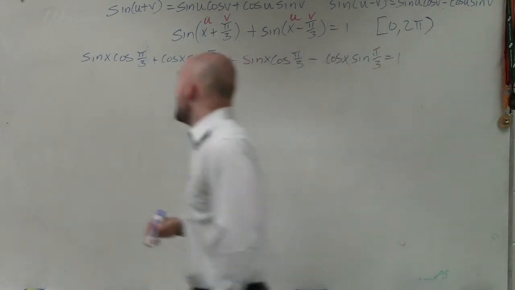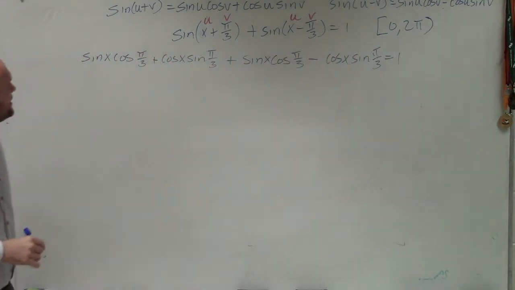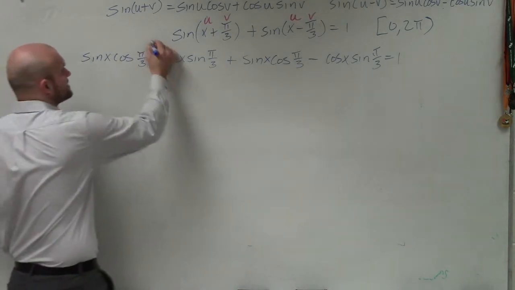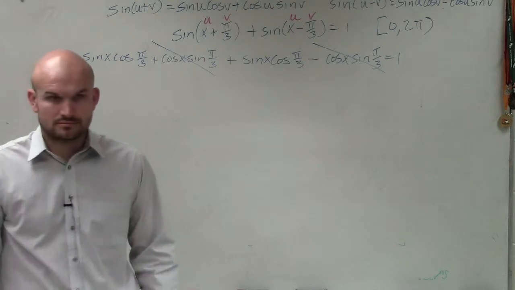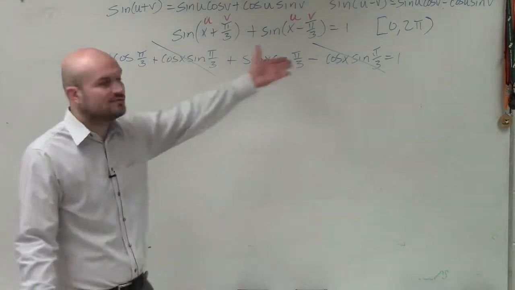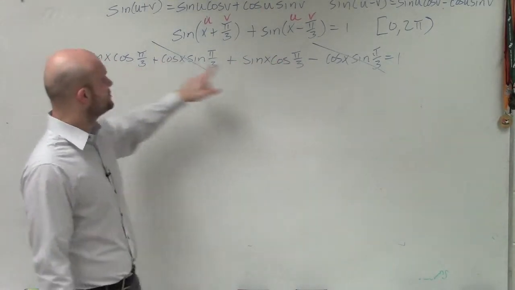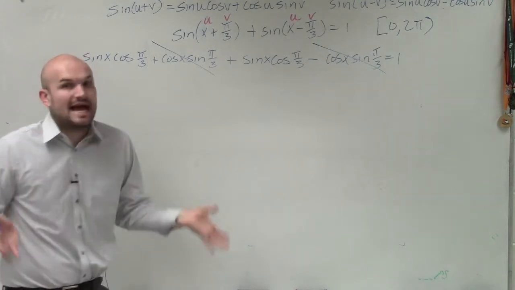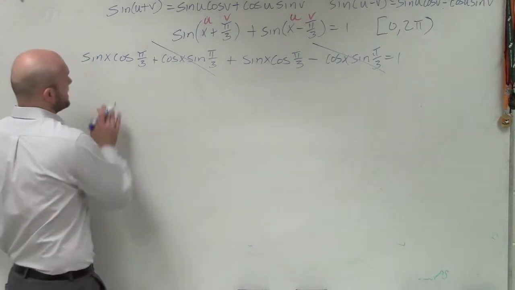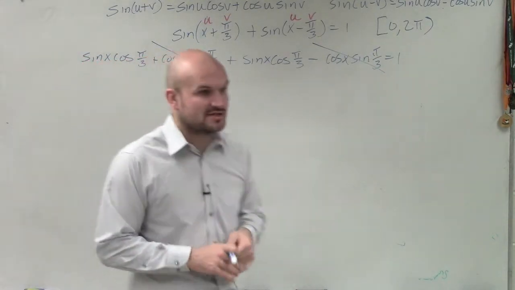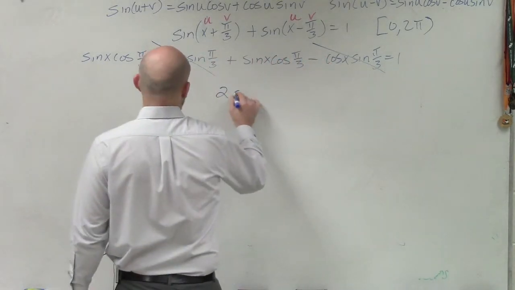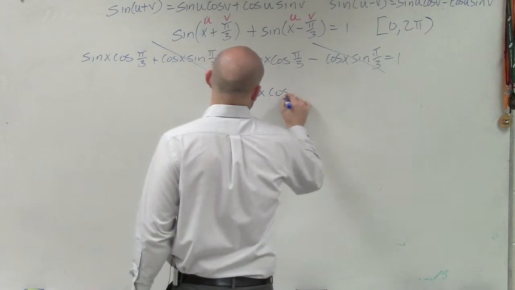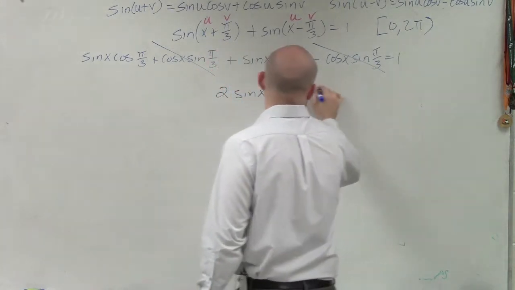OK, so now before I even get into evaluating, I notice that I have some terms that add to 0. Those terms are exactly the same. One's positive, one's negative. Then I see that these two terms are exactly the same. Just like x plus x is 2x, sine of x cosine of pi over 3 plus sine of x cosine of pi over 3 is also 2. So I can add them together to get 2 sine of x cosine of pi over 3 equals 1.